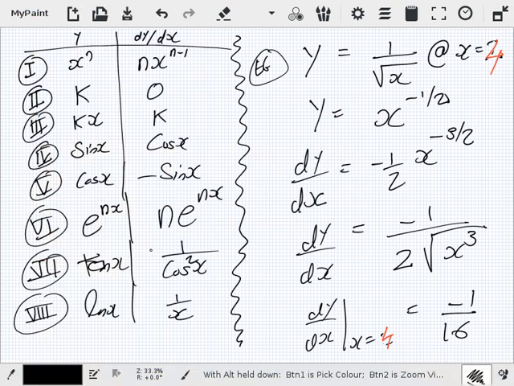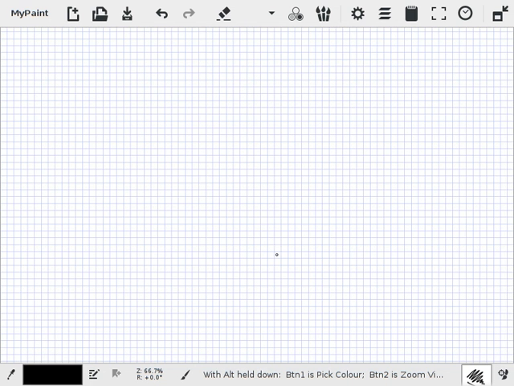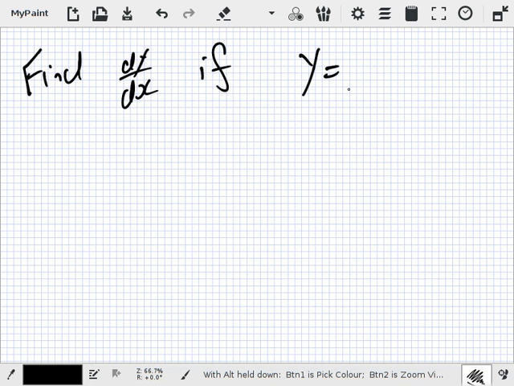Now, let me give you one to try. Okay, I want you to try this one for me. I'm not going to give you a value for x, just leave x in your answer, okay? So give me the derivative here. This is log 3x.